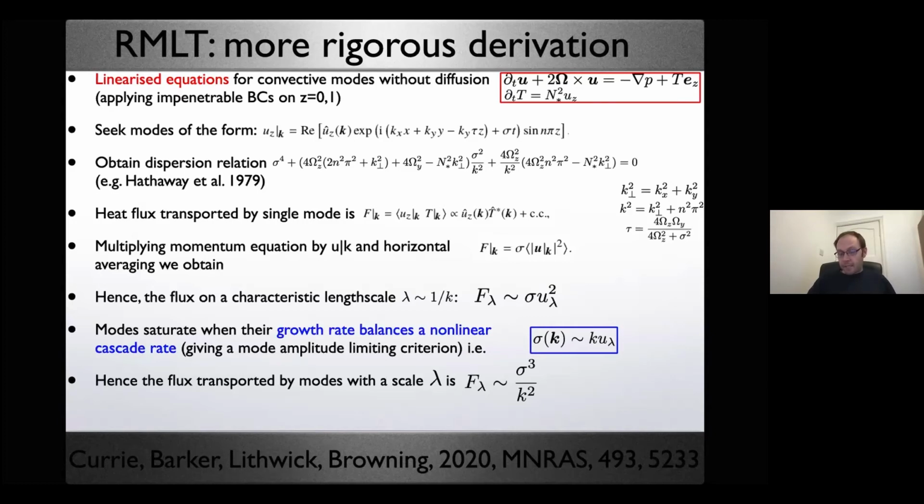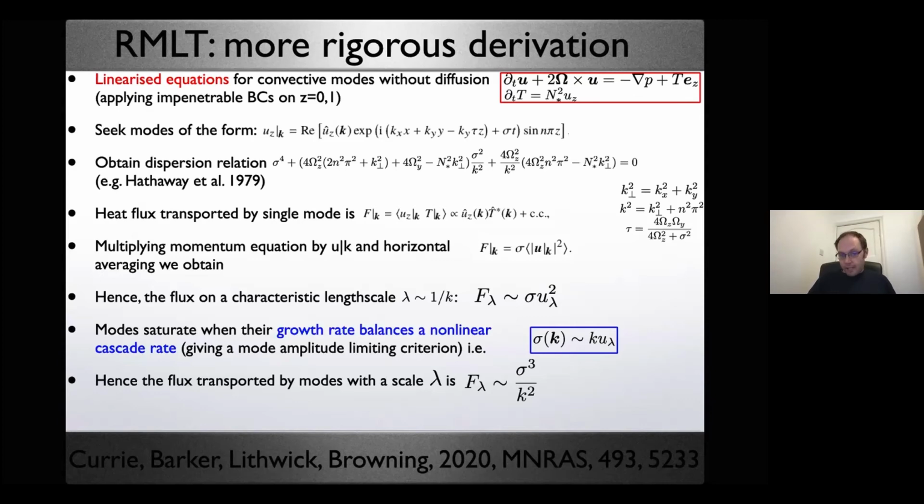They satisfy the governing equations, and we obtain the dispersion relation, which is this quartic, which I've given here. This was done in Hathaway's paper as well as in Stevenson's. So this is just linear theory, the linear growth rate of the convective modes.